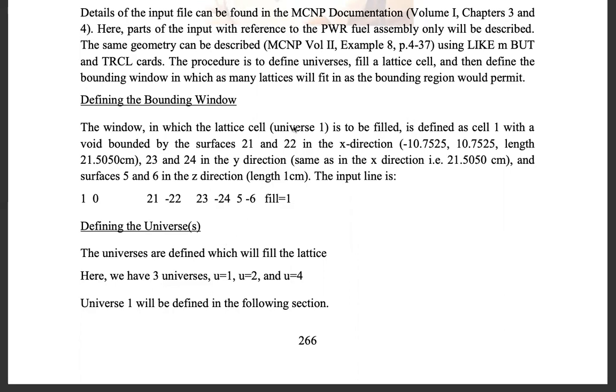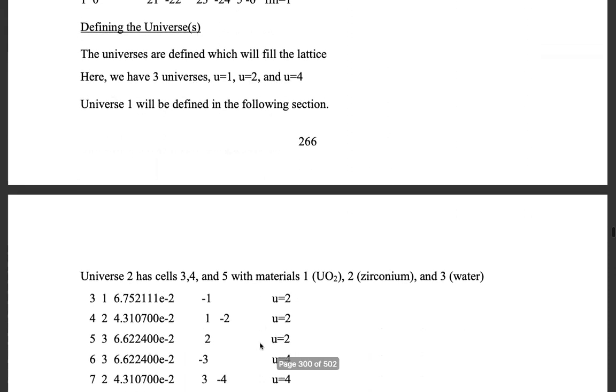If you see that the lattice cell universe 1 is to be filled, and this is defined as cell 1, you can see cell 1 has no material, it's a void. I'll explain all these things. So the material is void, and it has a positive sense with respect to surface 21, negative with respect to 22, positive. Now this is that Boolean combinatorial geometry, and fill it with 1. So you can define universes 1, 2, and 4.